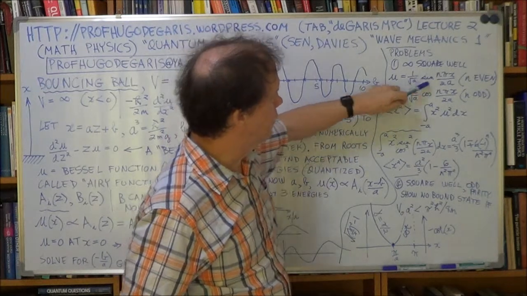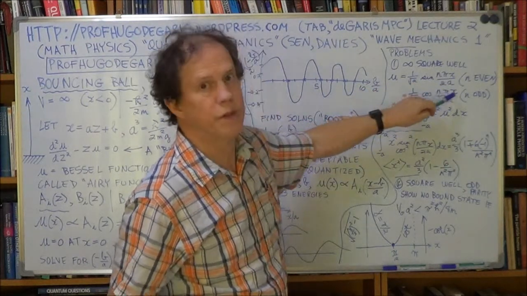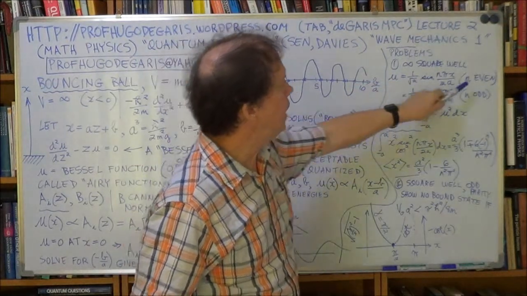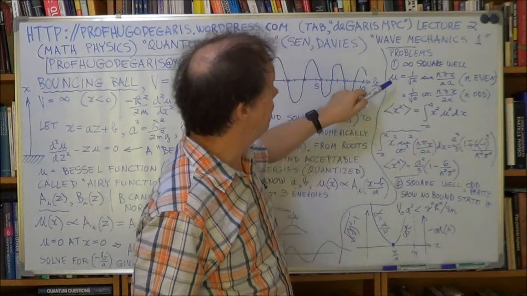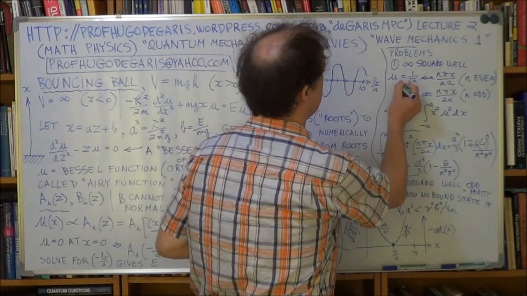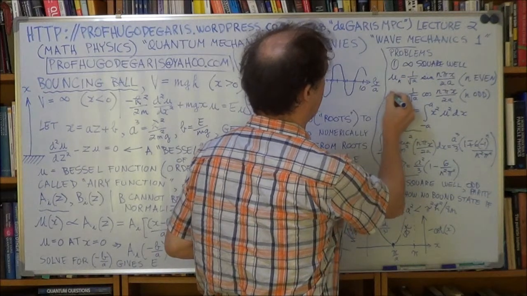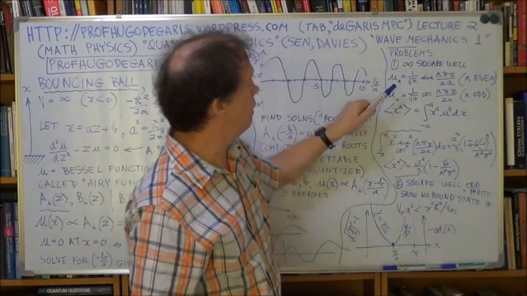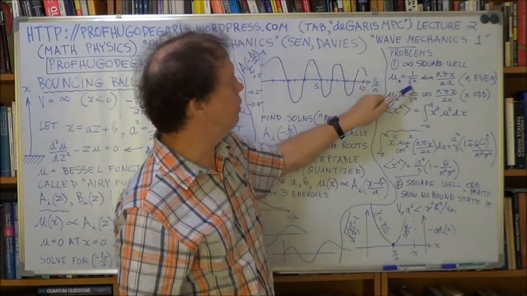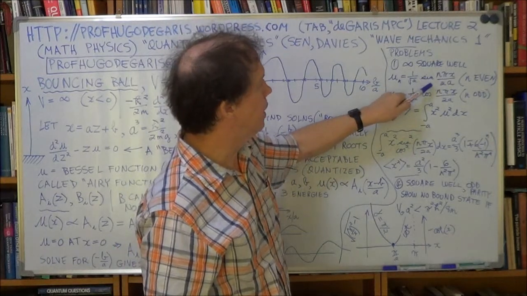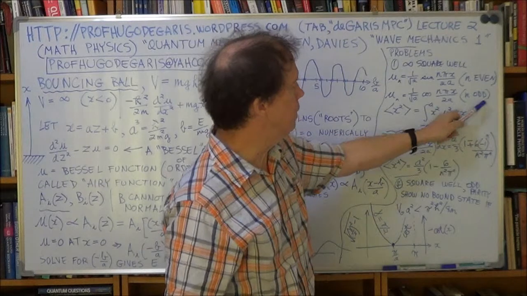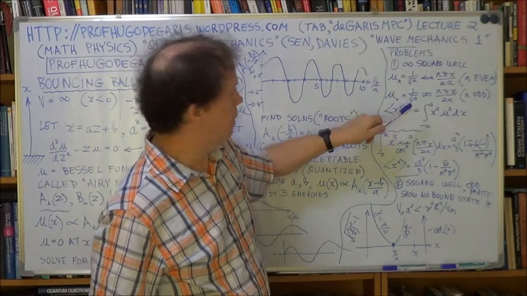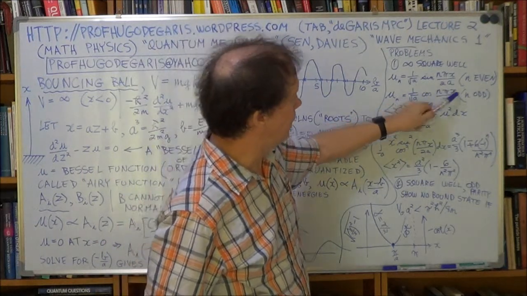A bit of revision. The wave functions were of this form. We've done this before, so go back a couple of sessions and revise. If n is even, your wave function takes this form: 1 over square root of a times sine n pi x over 2a, and if n is odd, then your wave function is 1 over root a cosine n pi x over 2a.